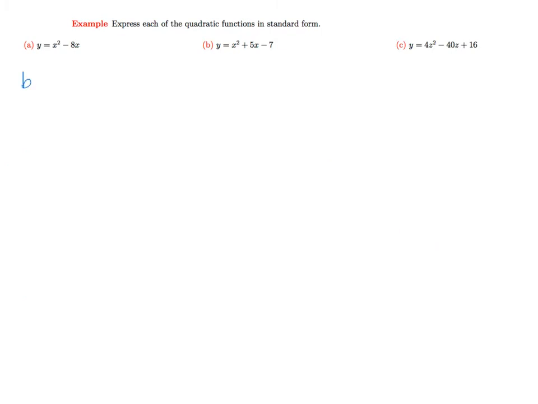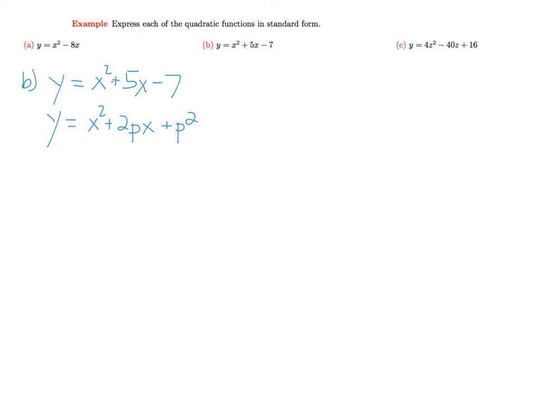Okay, now in part B, we have the expression y is equal to x squared plus 5x minus 7. We want to write this in the standard form, the vertex form. Just like in part A, the key here is to ask how I can take the right side of that expression and put it into a form so that it is a perfect square. It has to look like x squared plus 2px plus p squared.